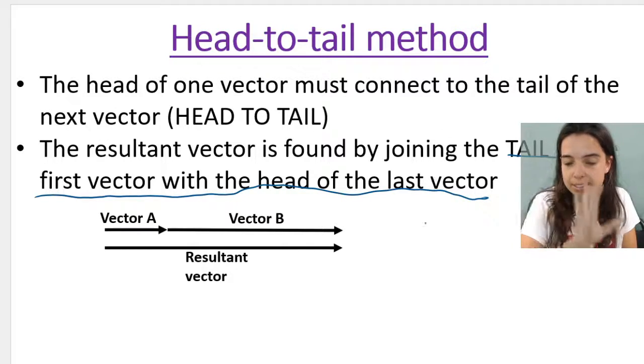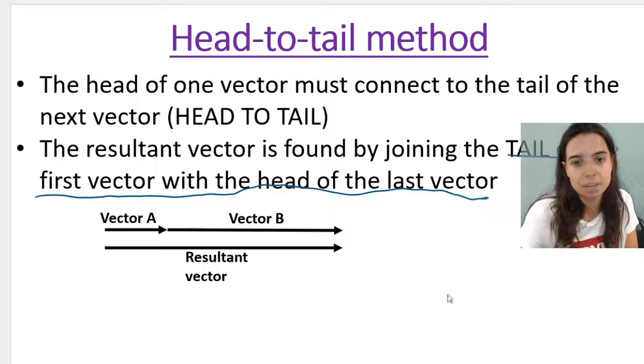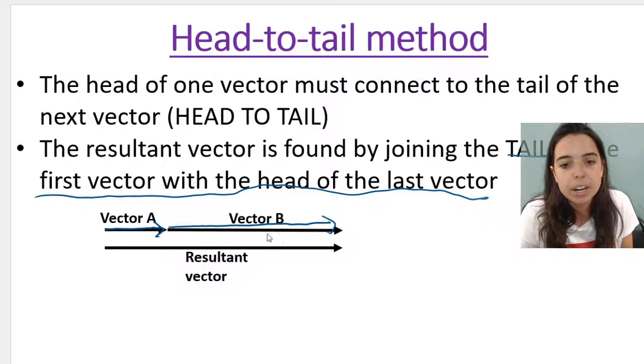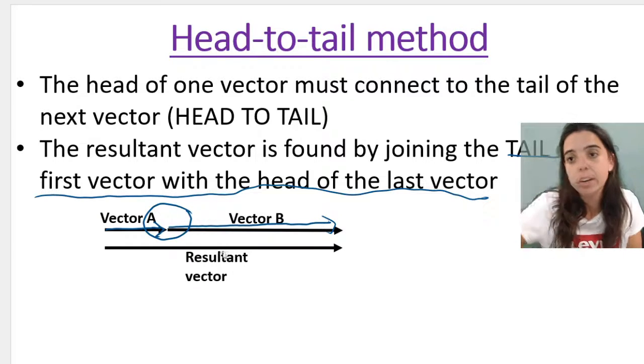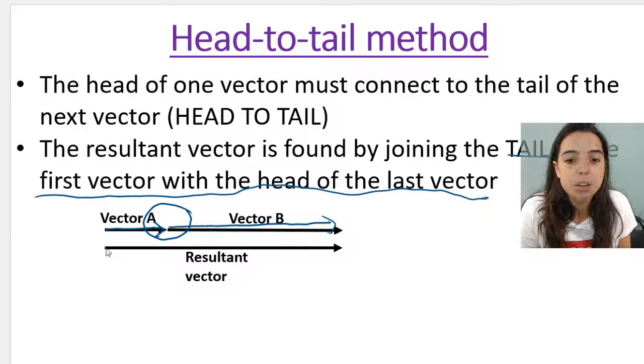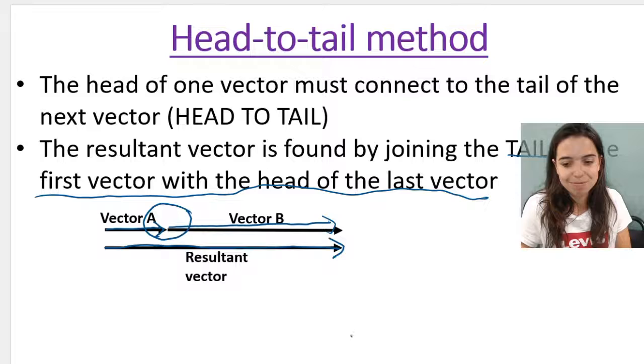So what I mean by that, let's take a look at these vectors in one dimension. Vector A is going to the right. Vector B is also going to the right. Do you see how we join head to tail? Head to tail when we're joining our individual vectors. Then to find the resultant vector, I go from the tail of the first to the head of the last.